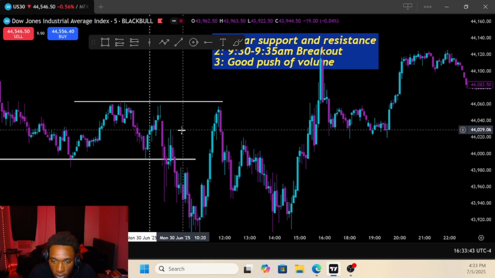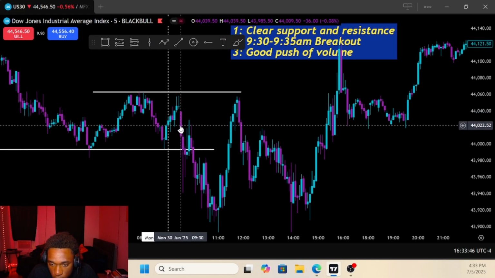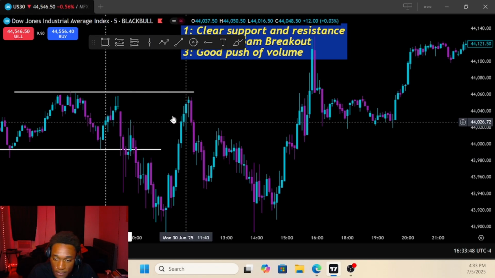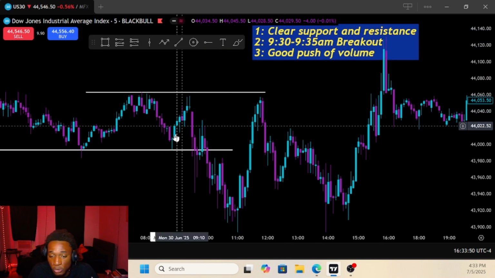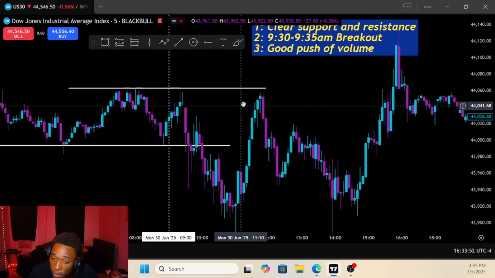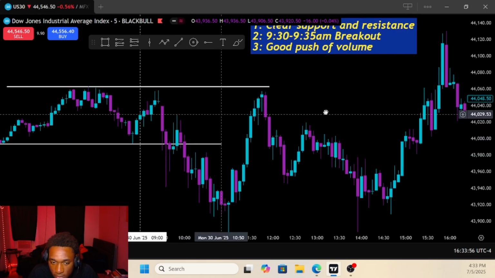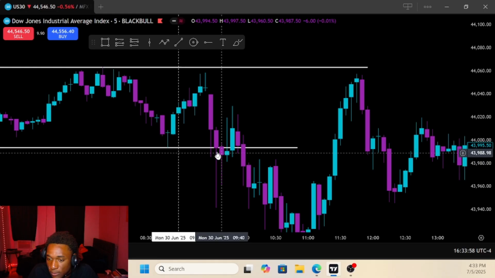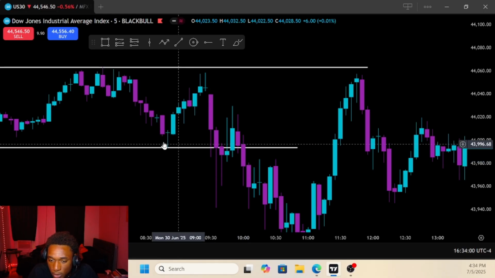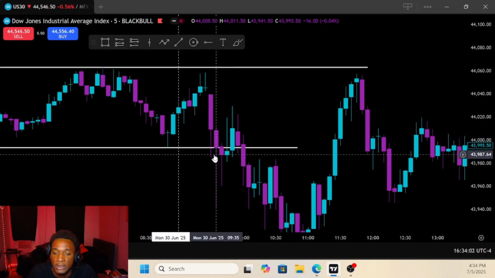Now we're looking for a breakout at 9:30. Breakout at 9:30 happened, so that's confluence number two checked off the list. Now we're looking for volume on that 9:30 a.m. breakout candle. As you can see, it barely even pushed. If I zoom in and look at the wick, it barely broke below the level, so we wouldn't have taken this trade.